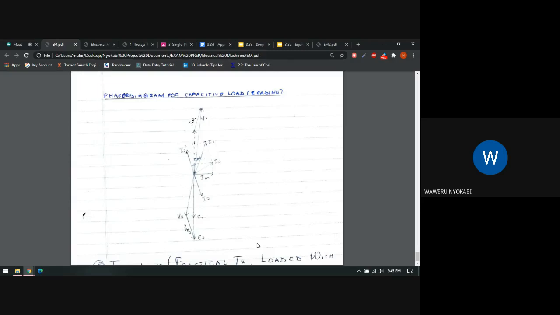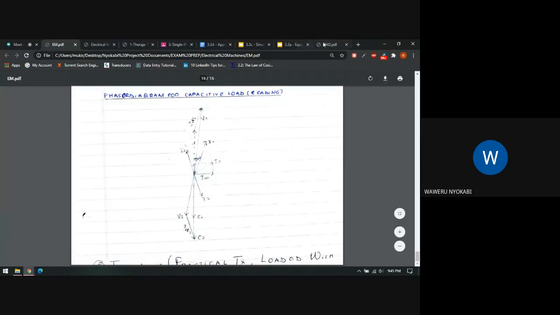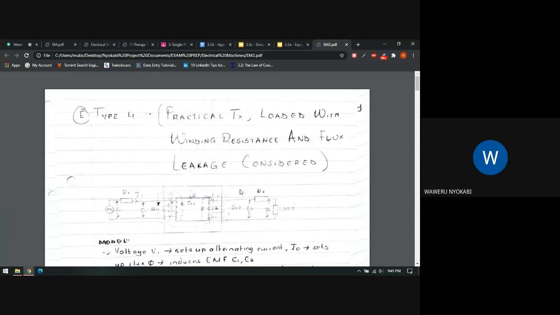Okay, sorry guys. I'm now going to go to type 4. The type 4 transformer is a practical transformer. It's loaded, it has winding resistance, and now we are considering flux leakage. This is what is now considered the actual transformer. You remember in the ideal, we were just assuming there are no losses, no leakage, no resistance. So here, this is the actual transformer.